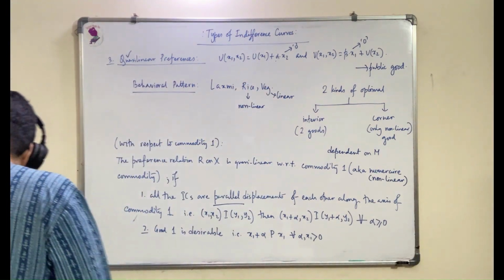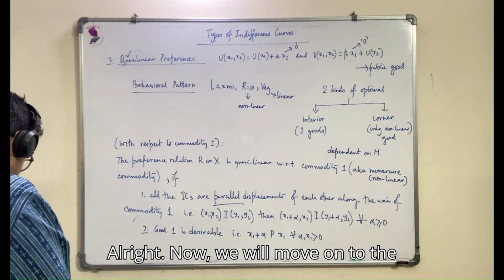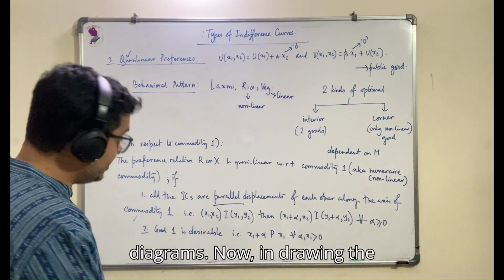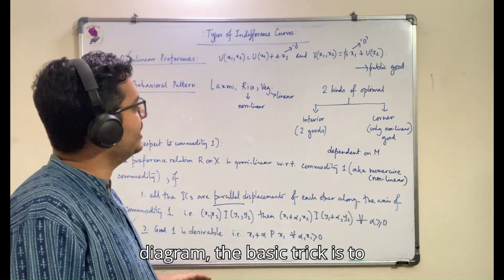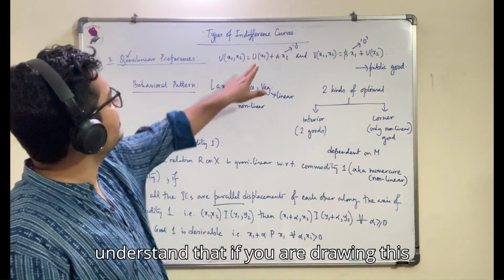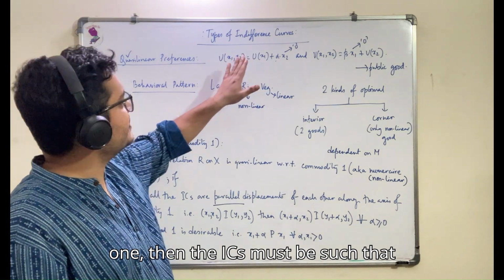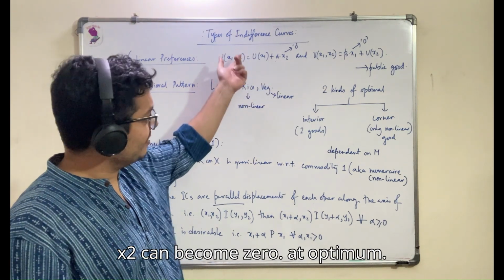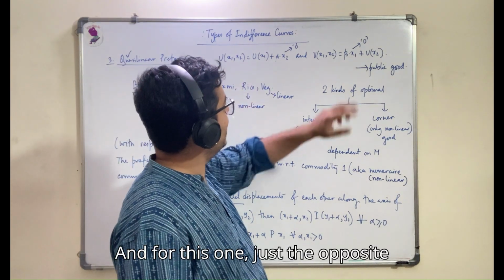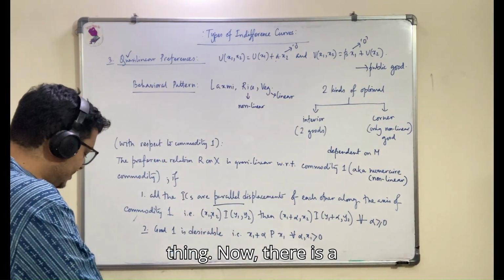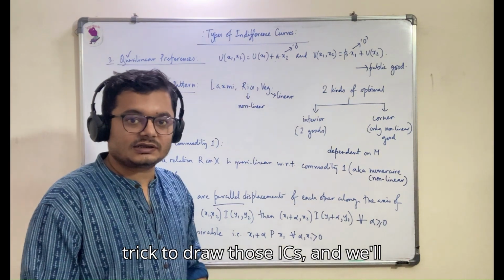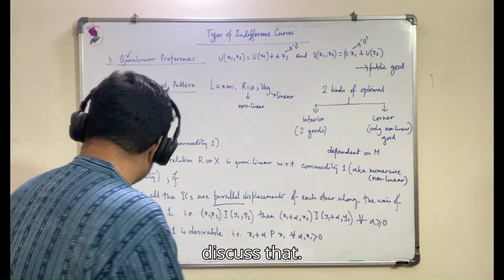Alright. Now we will move on to the diagrams. In drawing the diagram, the basic trick is to understand that if we are drawing this one, then the ICs must be such that x2 can become 0 at optimal. And for this one, just the opposite thing. Now there is a trick to draw those ICs, and we'll discuss that.